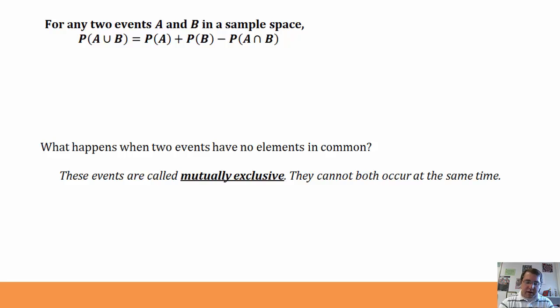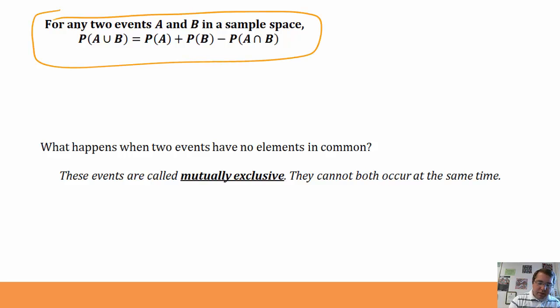For any two events, A and B, in a sample space, the probability of A union B equals the probability of A plus the probability of B minus the probability of A intersect B. So subtract off the intersections so that you're not counting those twice. That is incredibly useful. But what happens when two events have no elements in common? These events are called mutually exclusive, and they cannot both occur at the same time. So if they have no elements in common, then A intersect B is going to be the empty set. So the probability of A intersect B is going to be the probability of the empty set, which is 0.